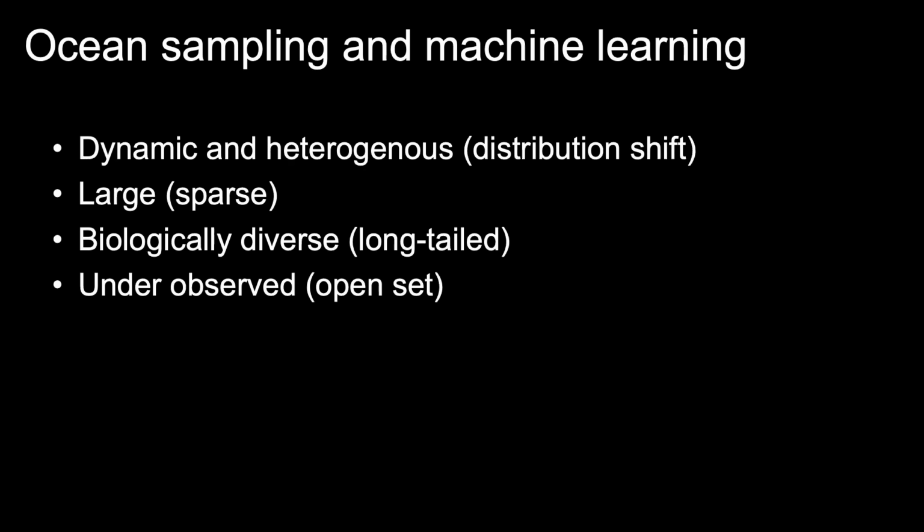Because the ocean is large and sparsely populated, you're doing some form of anomaly detection. Most of what you're actually looking at, if you put a camera out there and are just sampling in a brute force manner, is empty. That diversity leads to long-tailed problems, and these are known to be very challenging for automated systems to deal with. And finally, that underobservedness of the deep sea, the fact that we don't know a lot of the stuff that we're actually looking at, means that it's an open set problem. So you have to have a system that knows what to do with new and novel objects that it might be encountering.